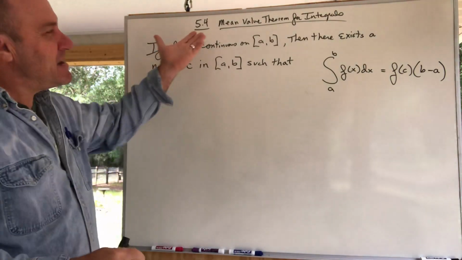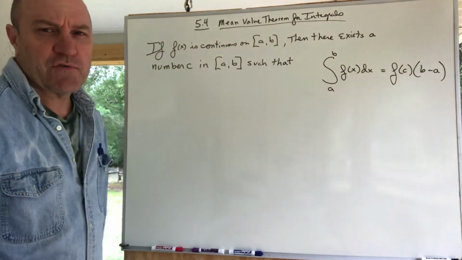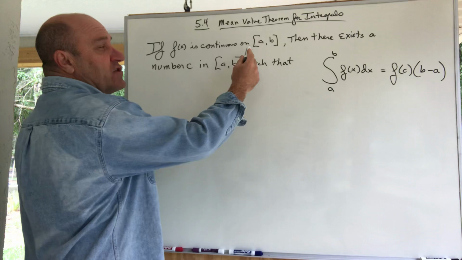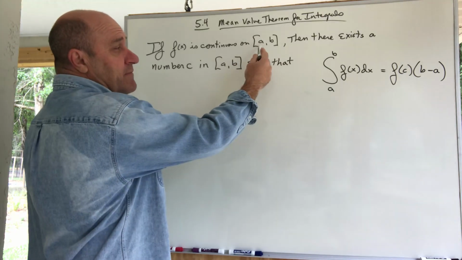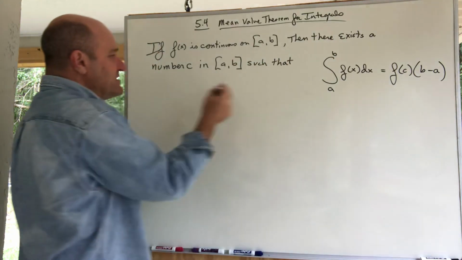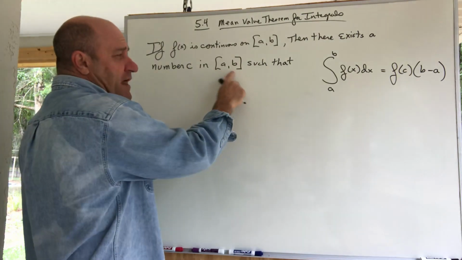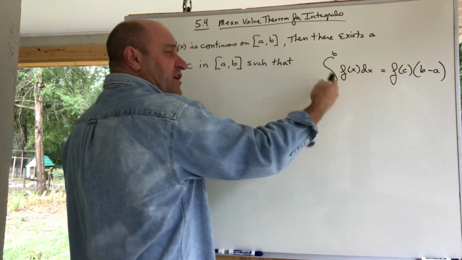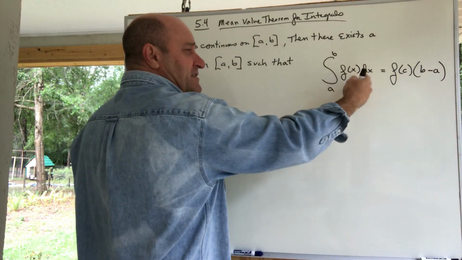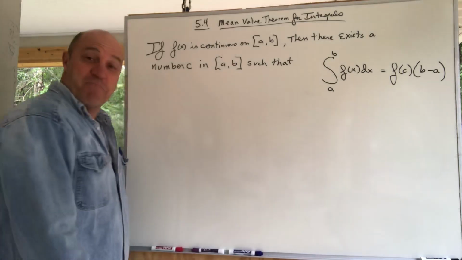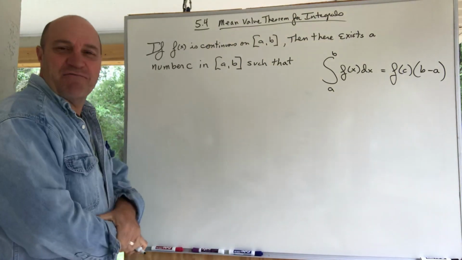There's this mean value theorem for integrals. It says if f of x is continuous on a closed interval from a to b, then there exists a number c in that interval a to b such that the integral from a to b of f of x dx equals f of c times b minus a. Wow, the mean value theorem for integrals.